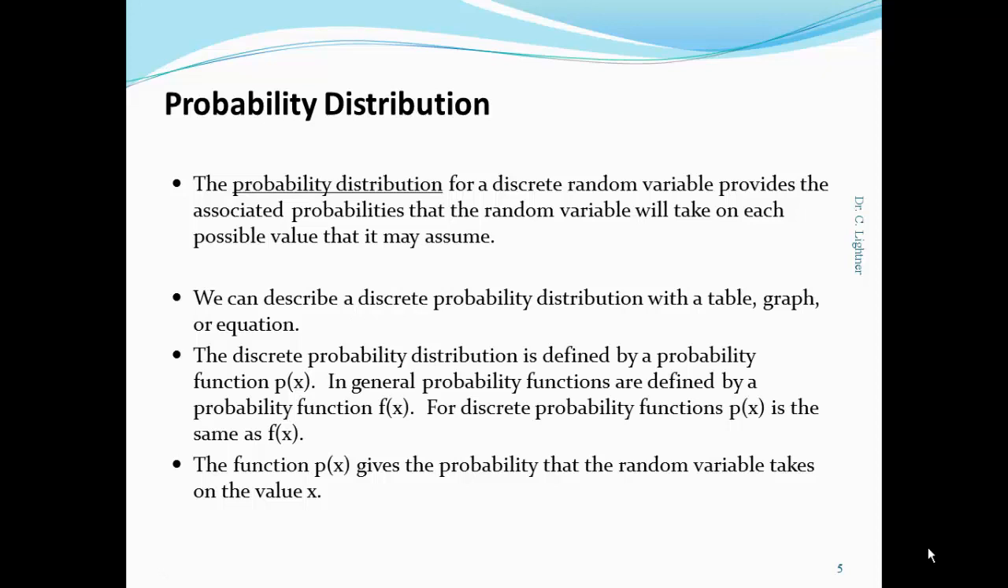The probability distribution for a discrete random variable provides the associated probabilities that the random variable will take on each possible value that it may assume. In layman's terms, a probability distribution gives you all of the values that the random variable can take on and the probability of it taking on each of those values. We can describe a discrete probability distribution with a table, a graph, or an equation.